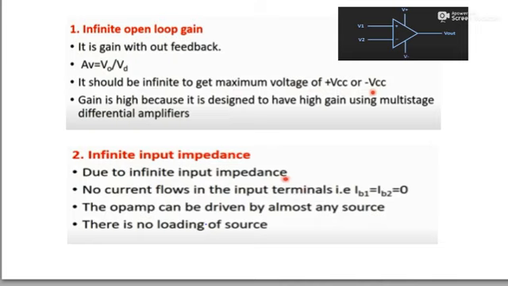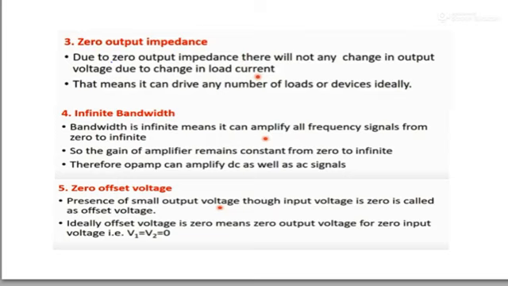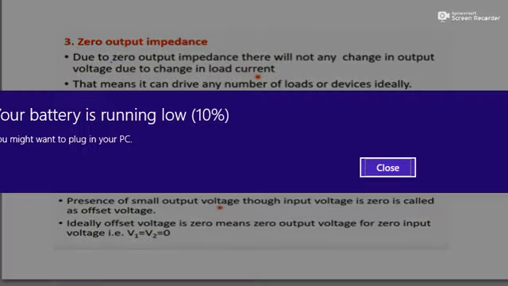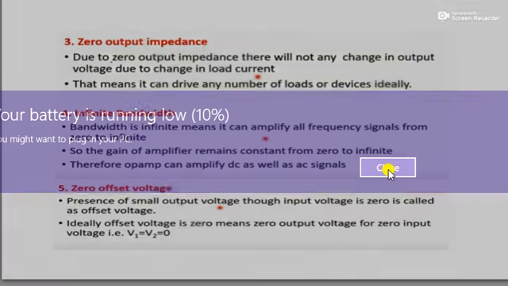And third one, zero output impedance. Zero output impedance means the output of the operational amplifier is independent of the load current. So due to zero output impedance, there will not be any change in output voltage due to change in load current. That means it can drive any number of loads or devices ideally.